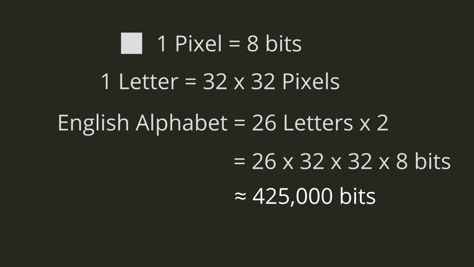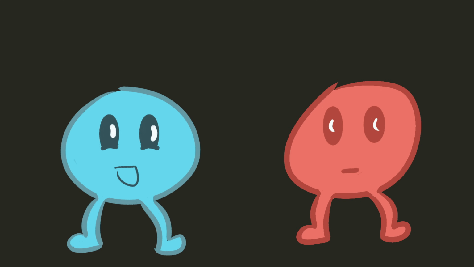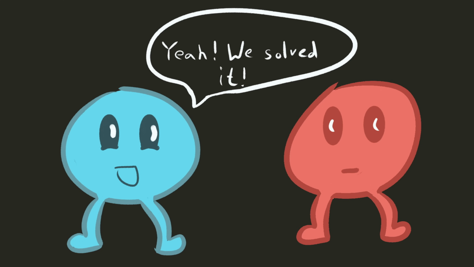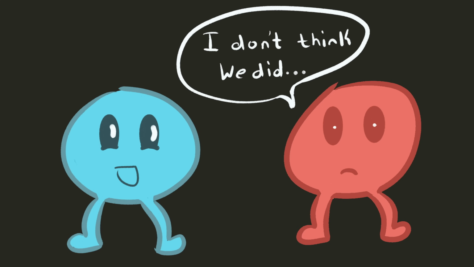We know that 8 bits is 1 byte. So this would take up 53,000 bytes, or around 53 kilobytes. This is great. We can store an alphabet in a way that's easy to communicate to the computer, and it also takes up very little space on the computer. But there's one problem. What if we want a different font size? Unfortunately, our whole technique breaks down here.